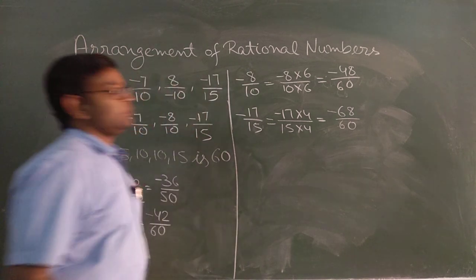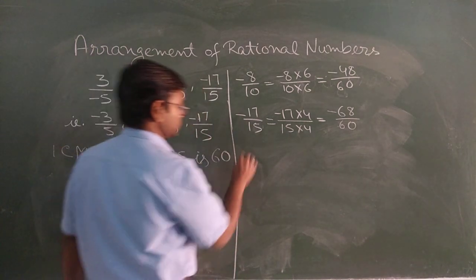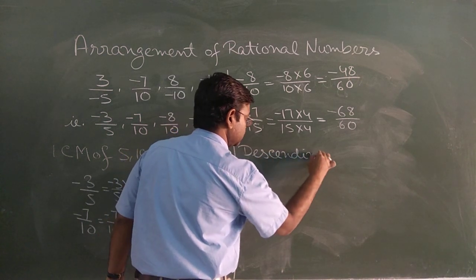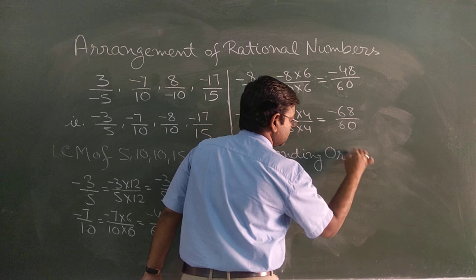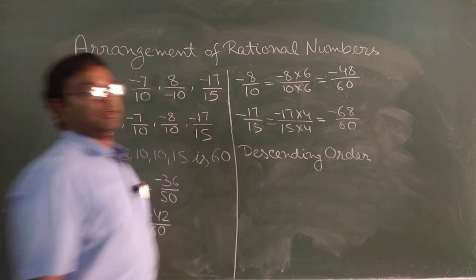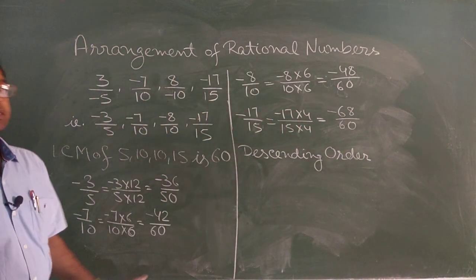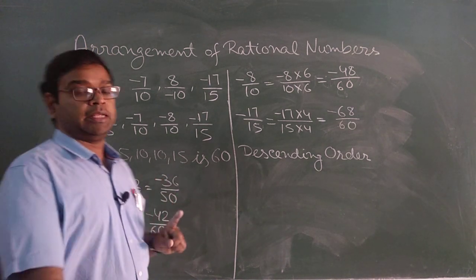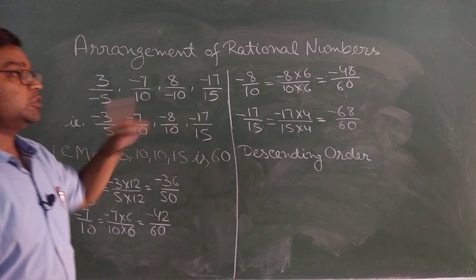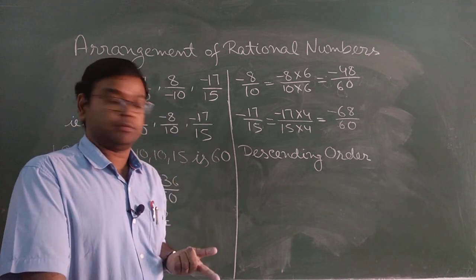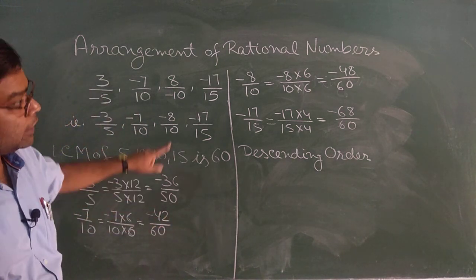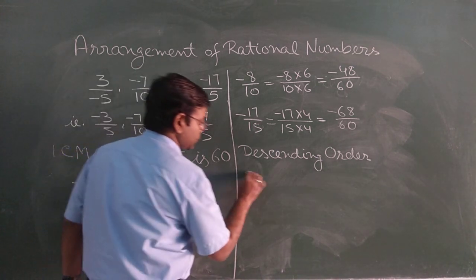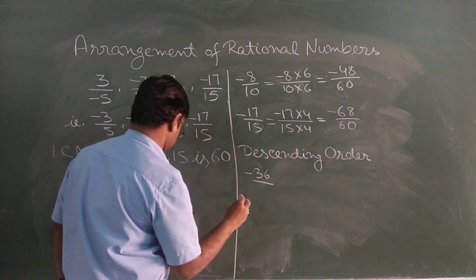We are going to arrange them in descending order. So give the order name descending order. As we know, in descending order we write the largest number first and the smallest number at last. So see which one is the largest one. Always remember that all are with negative sign. So the smaller the negative value, the greater is the number. Minus 36, minus 48, minus 68, minus 42. So this one is the greatest. So we must write down minus 36 upon 60.